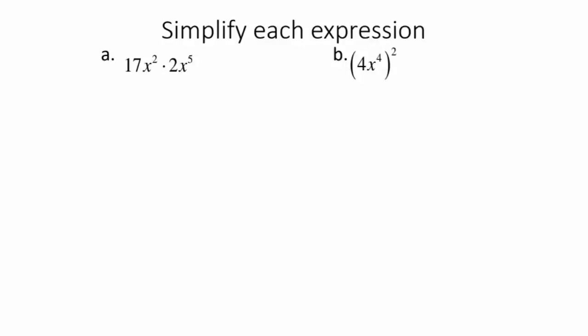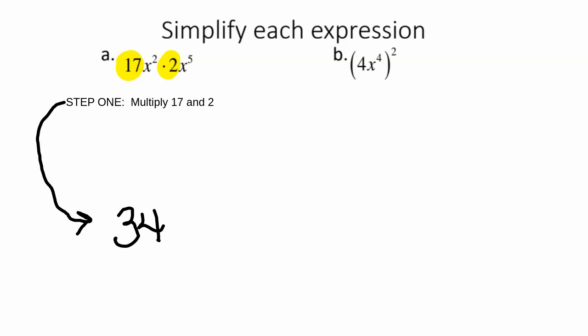Now, this one. First off, I have a number 17, I have a number 2. I am going to multiply those numbers together. So, step 1, multiply 17 and 2. This will give me 34. This is my step 1.